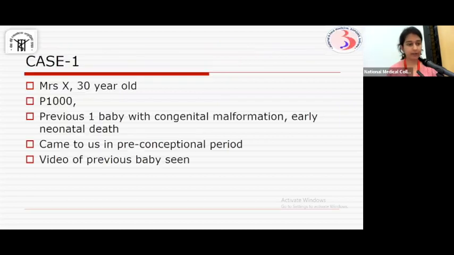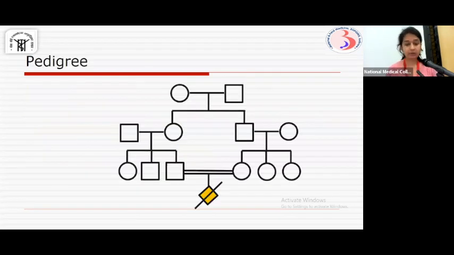So, going about with case one, Mrs. X, a 30-year-old, she came to us in the periconceptional period. She was para 1 with no live issues. She had a previous baby with congenital malformation, which had early neonatal death. On probing her, she provided us with a video of the previous baby with congenital malformation. So going into the details, this is the pedigree of the patient.